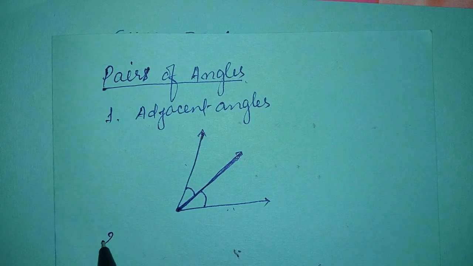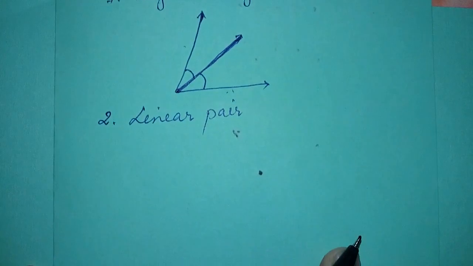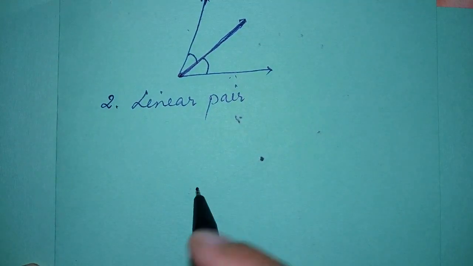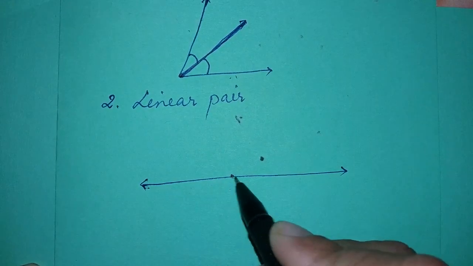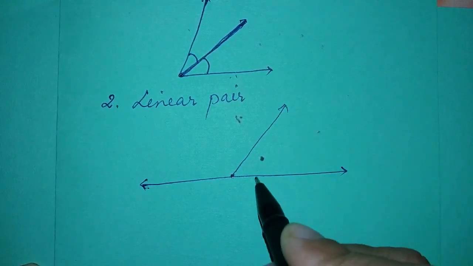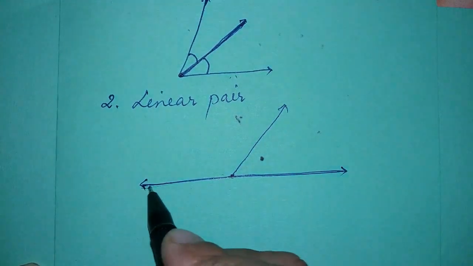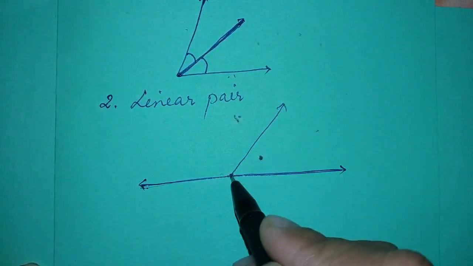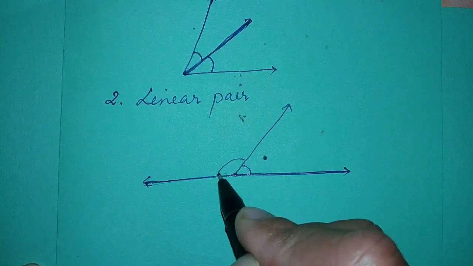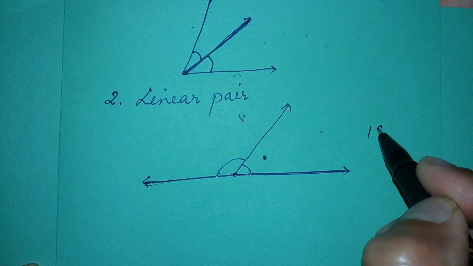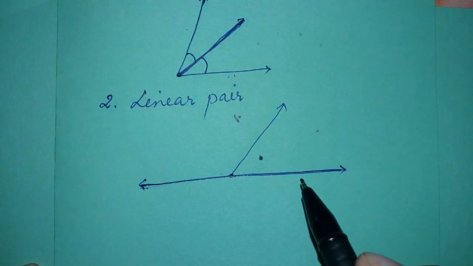Next is linear pair. Now if two adjacent angles are such that the two non-common arms form a line, here this arm for this angle and this arm for this angle are opposite rays now, and the sum of these angles will be 180 degree. So such pairs of angles are said to form a linear pair.